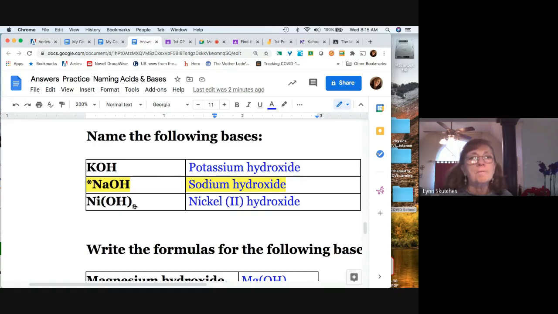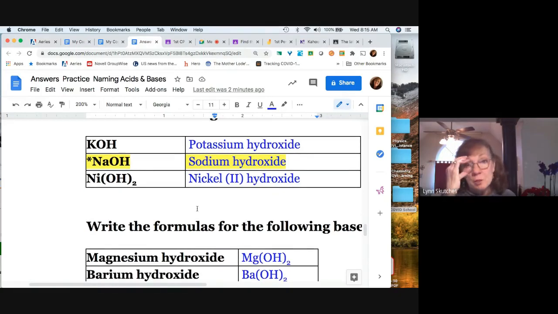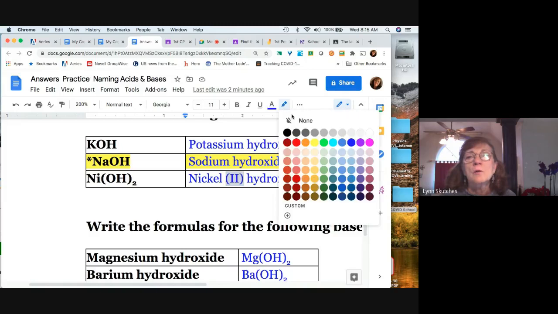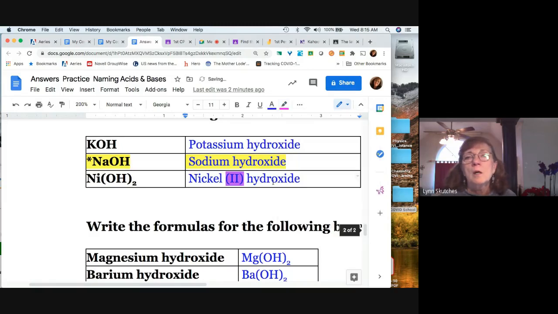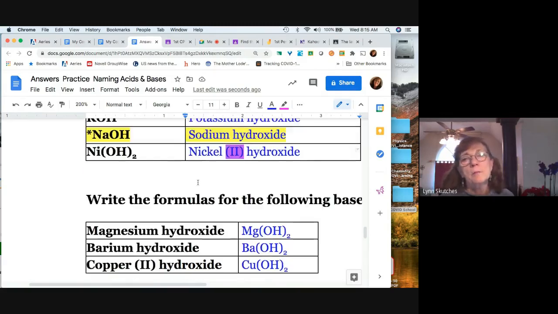Nickel is a transition metal, so I don't know if you remember to put the Roman numeral 2 in there, like that, just so I remember to mention it. So that Roman numeral 2 is because there's 2 hydroxides. Hydroxide's always a -1. So if there's 2 of them wrapped up in our little package, that means this is the nickel that gets a +2 charge.